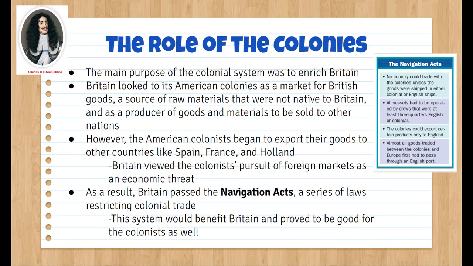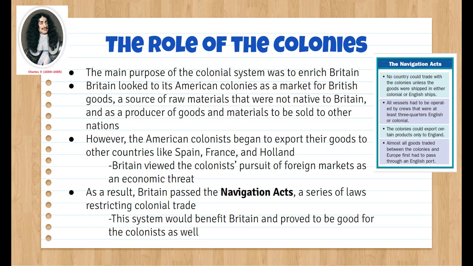The role of the colony. The main purpose of the colonial system was to enrich Britain. Britain looked to its American colonies as a market for British goods, a source of raw materials that were not native to Britain, and as a producer of goods and materials to be sold to other nations. So the American colonies are territories of Great Britain, and the whole purpose of that is to produce wealth for Great Britain, whether it's for them to sell items to the colonists or for them to gain resources from their land.